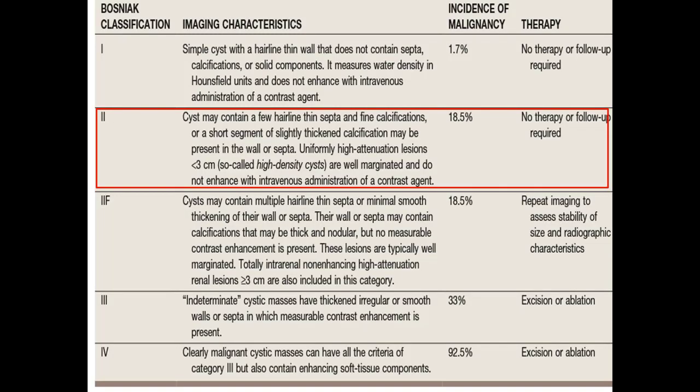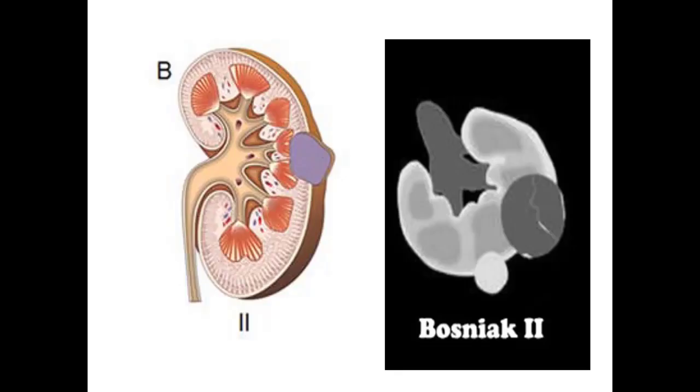So if we look at the type 2 cyst, it may contain a few hairline thin septa and fine calcifications, or a short segment of slightly thickened calcification may be present in the wall or septa. Uniformly high attenuation lesions less than 3 cm are well marginated and do not enhance with IV administration. So malignant potential is about 18.5%, while no therapy or follow-up is required. If you look at this type, we can appreciate a thin septa with some sort of calcification as well.